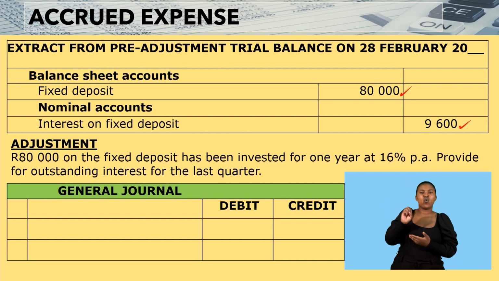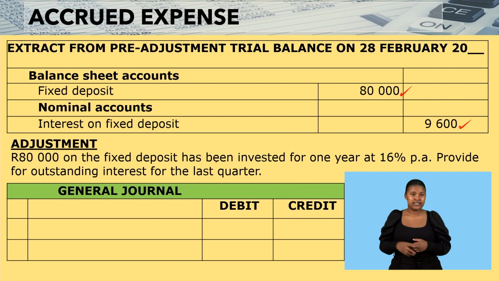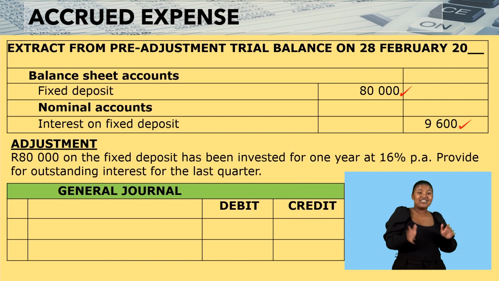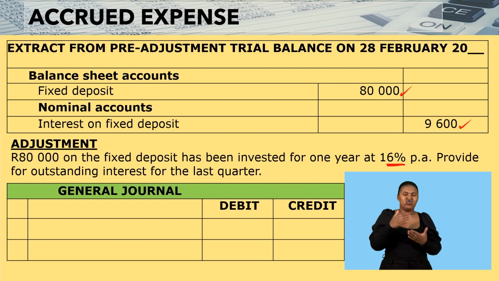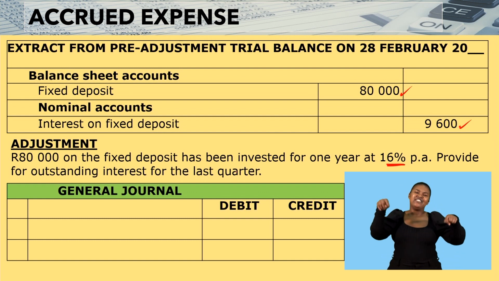Then it reads on the adjustments, 80,000 of the fixed deposit was invested for 1 year at 16% per annum. Provide for outstanding interest for the last quarter. So we want to know how much interest is outstanding. There are several ways in which you can calculate this amount that is outstanding. However, I'm going to show you one simple way that can show us the interest that is outstanding.